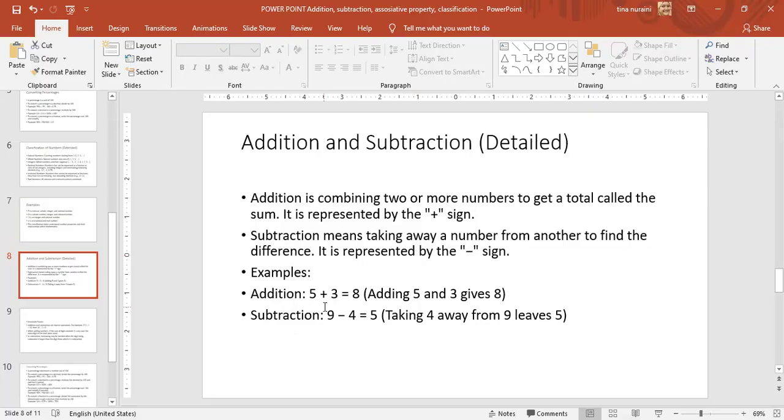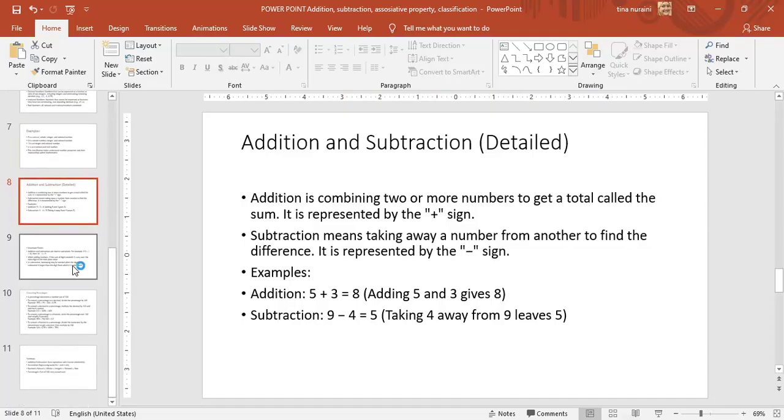Example, addition: 5 plus 3, the result is 8. Adding 5 and 3 gives 8. And subtraction: 9 minus 4, the result is 5. Taking 4 away from 9 leaves 5. Do you understand what I mean?